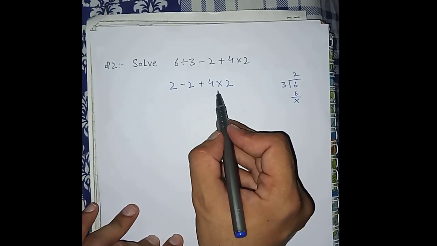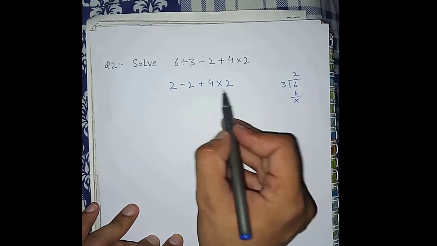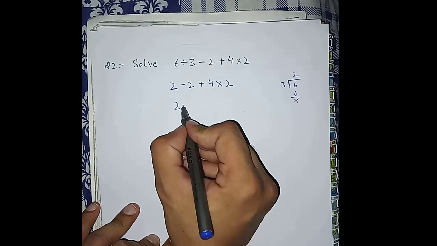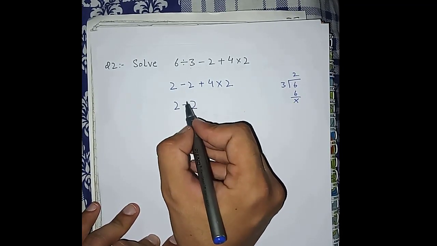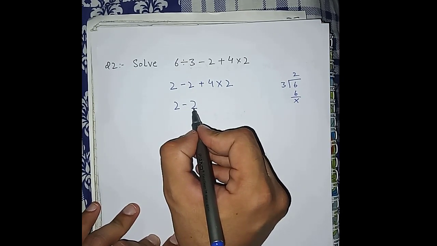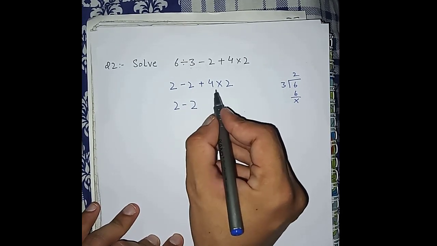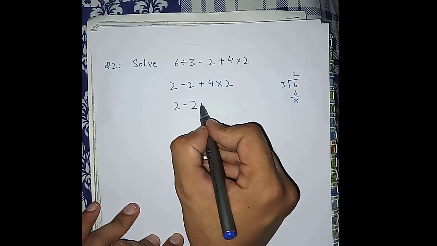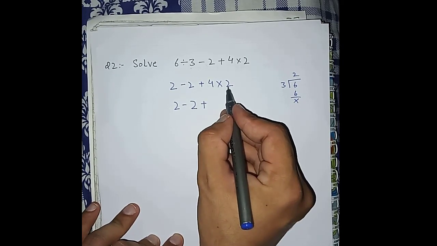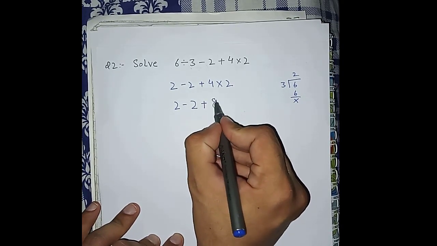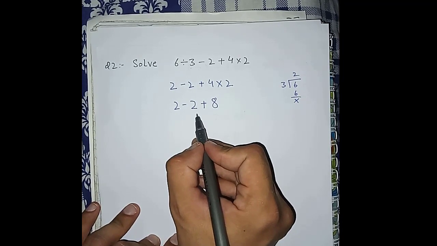Now we will solve the multiplication. So how will we solve the multiplication? Here all the integers will come the same, and we will solve the multiplication. So how will we solve? 4 multiplied by 2 is 8.